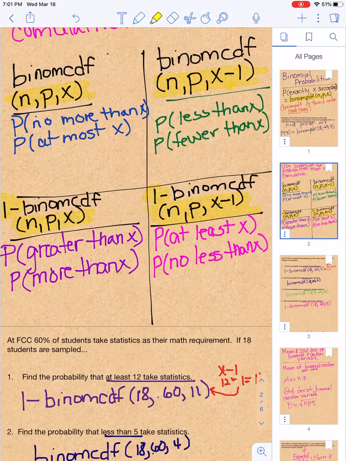If they said greater than or more than a number, say, 5, you would do 1 minus Binomcdf NP, and then you'd put in 5, or whatever the X is in that case. And then if it's at least X or no less than X, whatever that X is, you would do 1 minus Binomcdf NP, and then that X minus 1. So if they said at least 5, you'd say 1 minus Binomcdf NP 4.